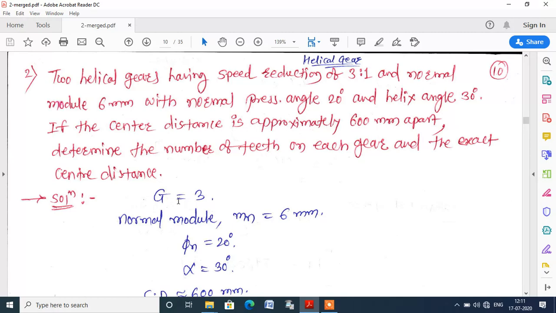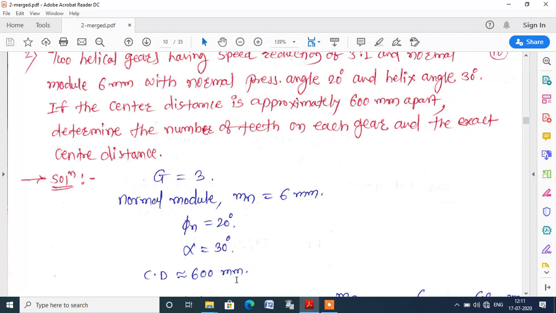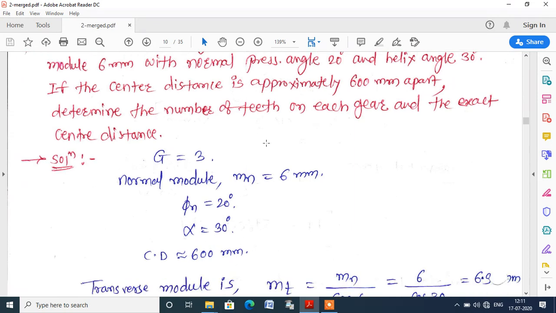So the gear ratio is given as 3 to 1. Normal module mn is 6 mm, normal pressure angle 20 degree, helix angle 30 degree. Here it is mentioned that the center distance is approximately 600 mm apart. So the approximate center distance given is 600 mm. Determine the number of teeth on each gear and the exact center distance.